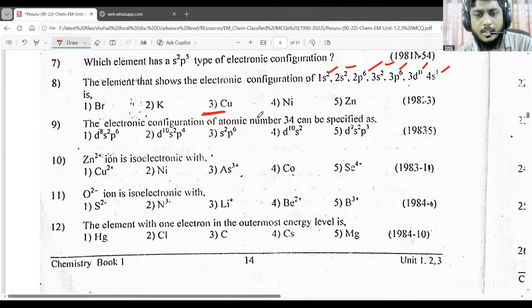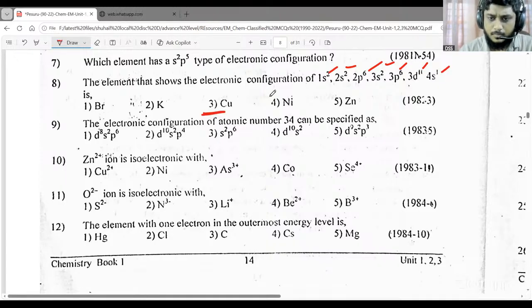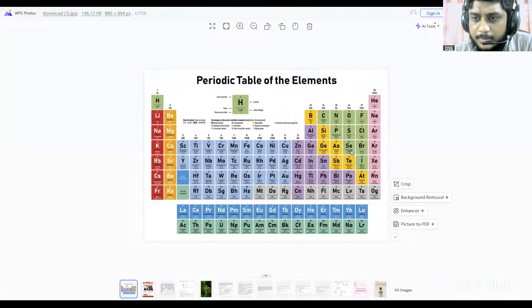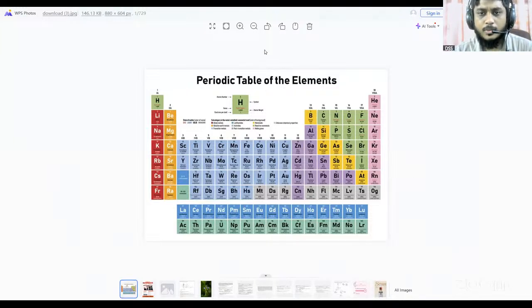Ninth one: the electronic configuration of atomic number 34 can be specified as what? Normally I tell this pattern using the periodic table. 34 is selenium. So selenium is the fourth element in the P block. You know this set is the P block. If this set is the P block, you can count P1, P2, P3, P4. This is P4, no?